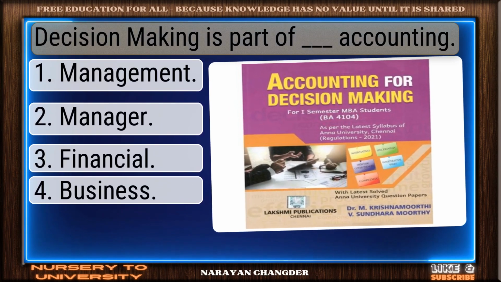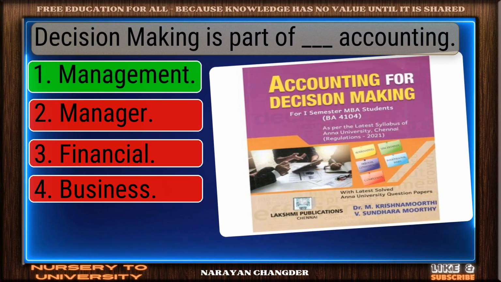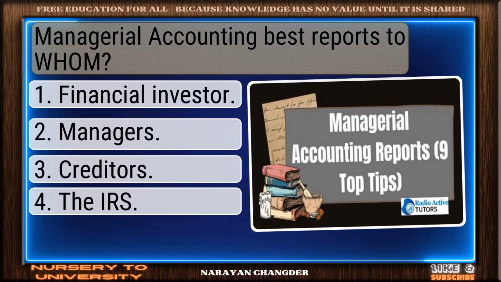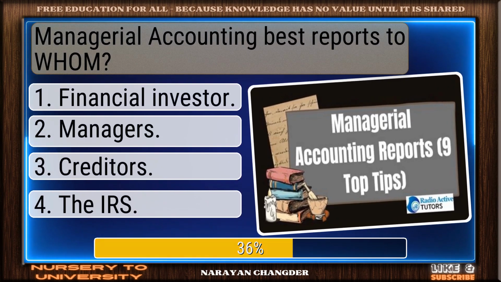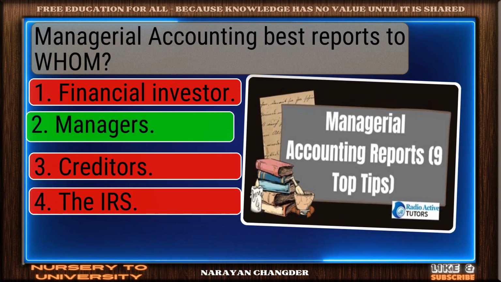Decision-making is part of dash accounting. Right choice. Management is the best answer. Managerial accounting best reports to whom? Great job, managers is the accurate answer.